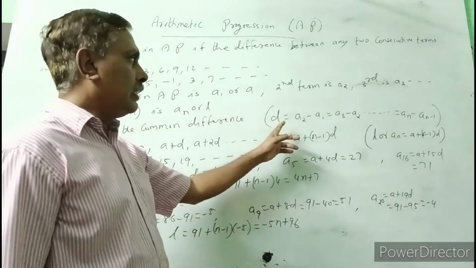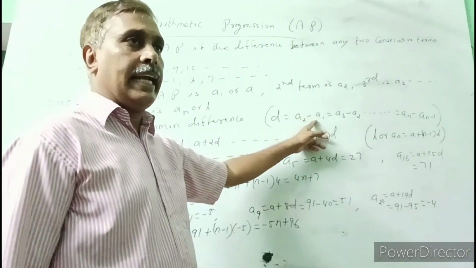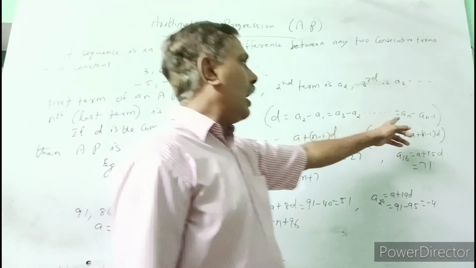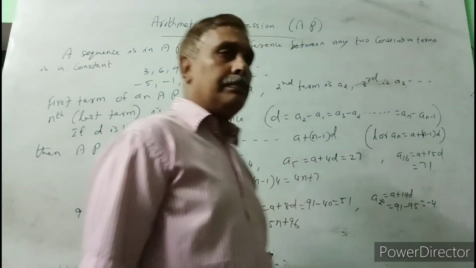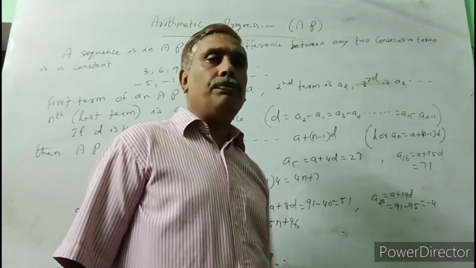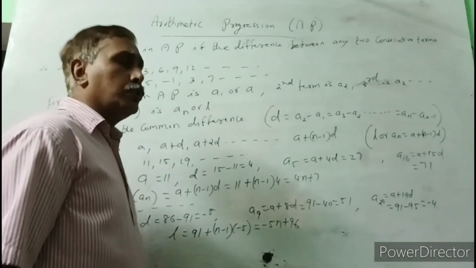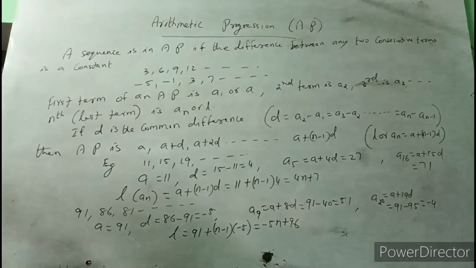D is always equal to A2 minus A1, second term minus first term, or third term minus second term, etc., or last term minus second last term. You can get D from any of these, because all of them remain the same.